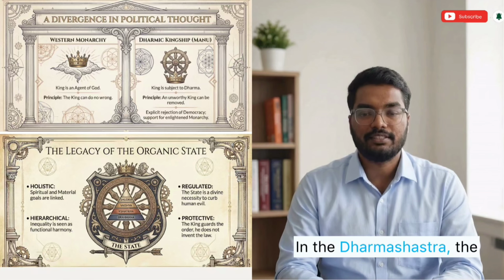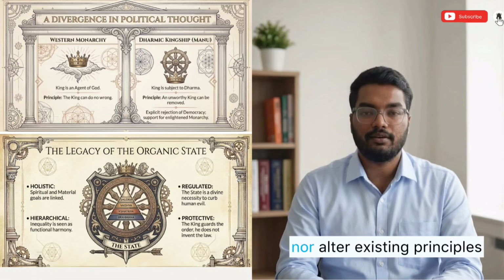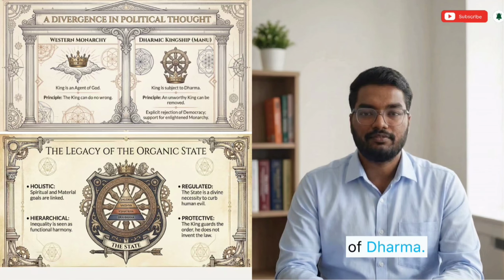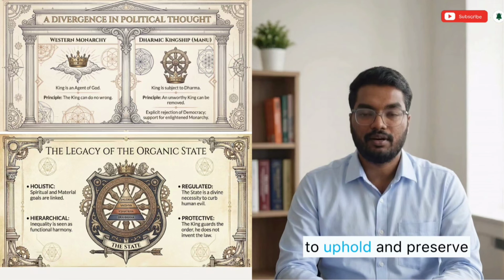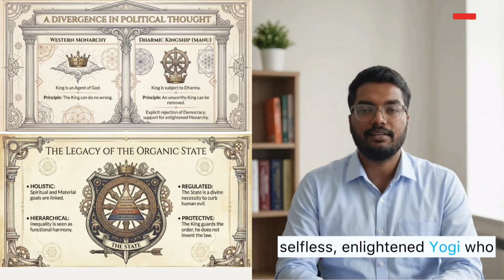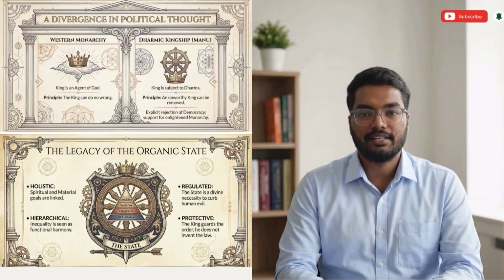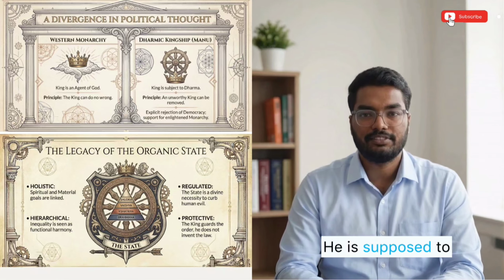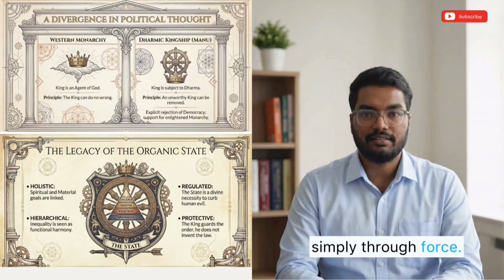In the Dharmashastra, the king is neither allowed to create new rules nor alter existing principles of Dharma. He is strictly expected to uphold and preserve existing laws. He must be a selfless, enlightened yogi who completely controls his senses and his anger. He is supposed to govern with the consent of the people, not simply through force.